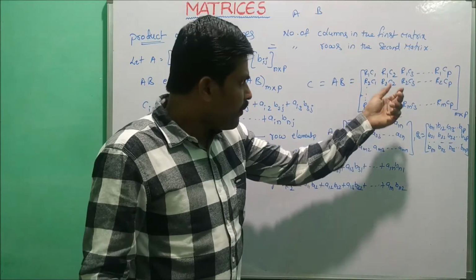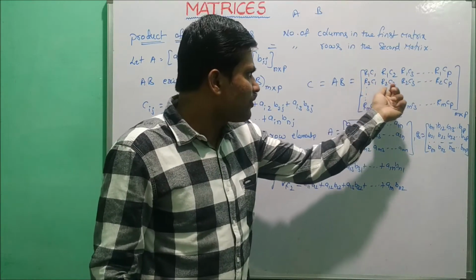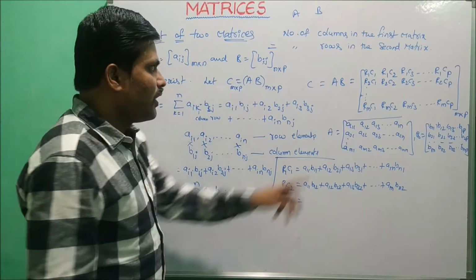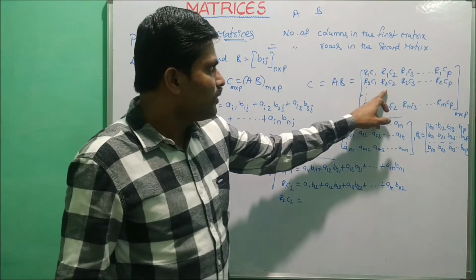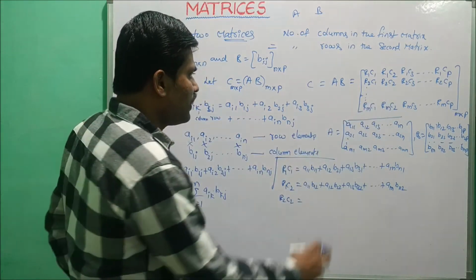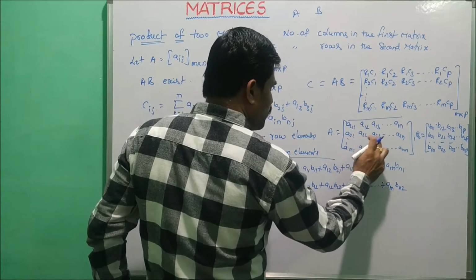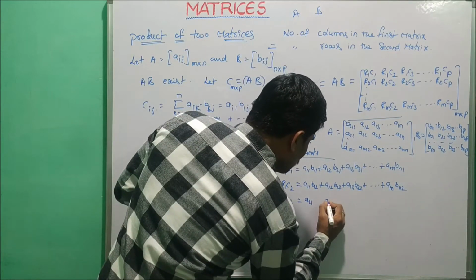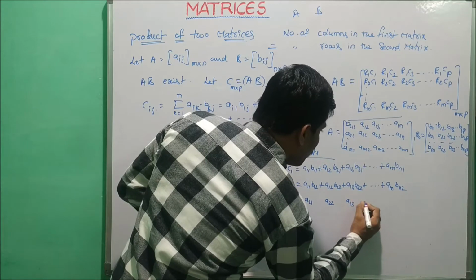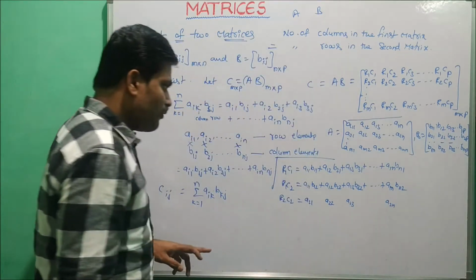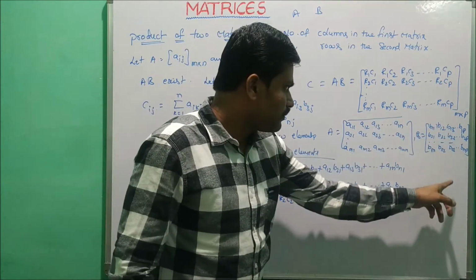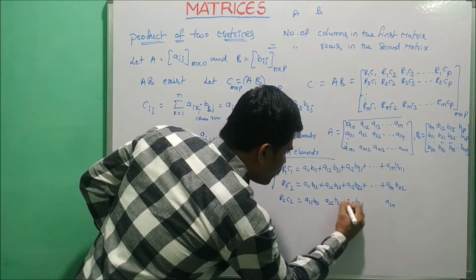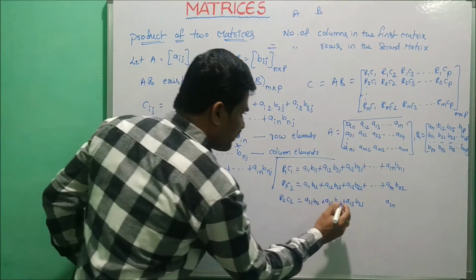Similarly, suppose we have to take any element in the new matrix, say R2 C2. R2 C2 means second row, second column. In that, the second row is A21, A22, A23, A2n. Now we write A21, A22, A23 and so on, A2n. Now beside A21 we write the second column B12, B22, B23, and in between we have to write plus.